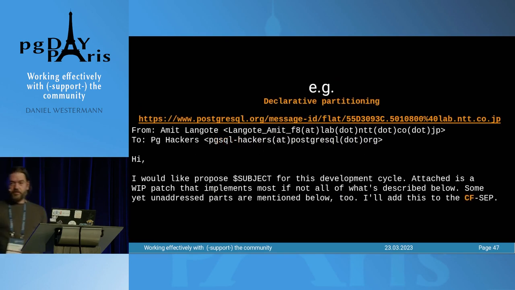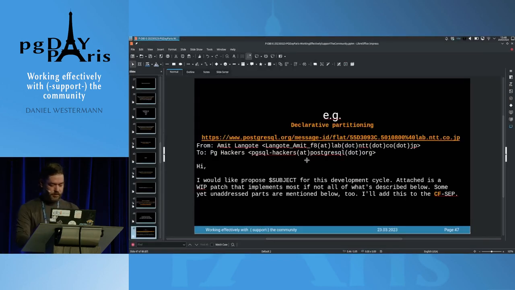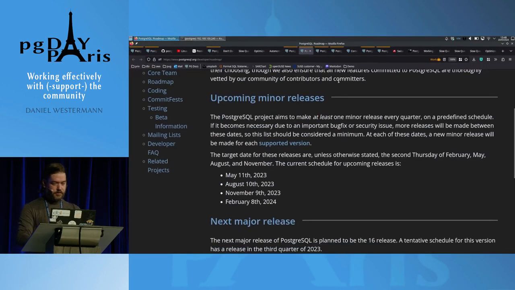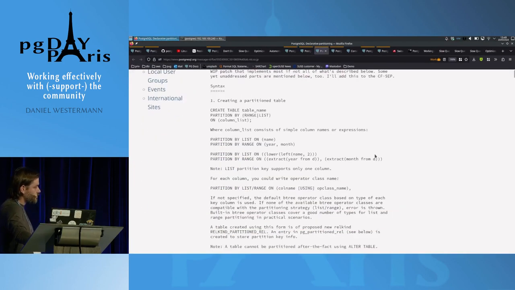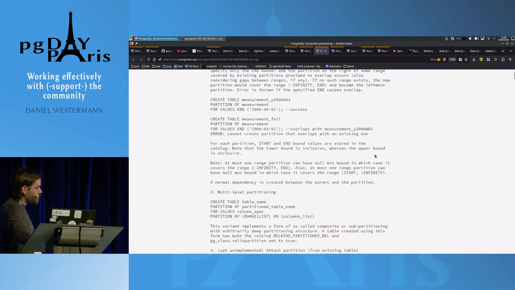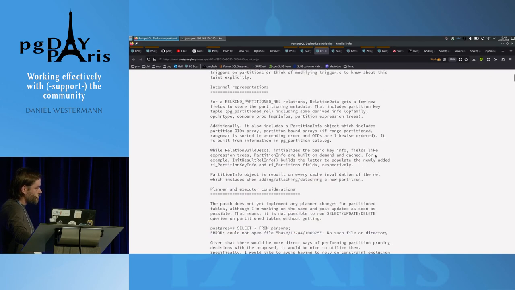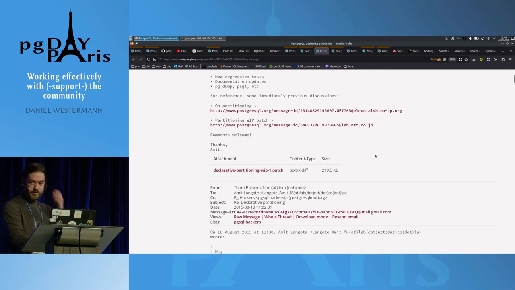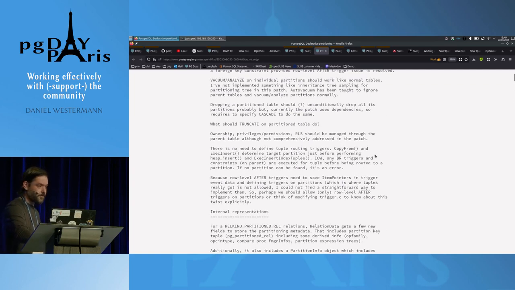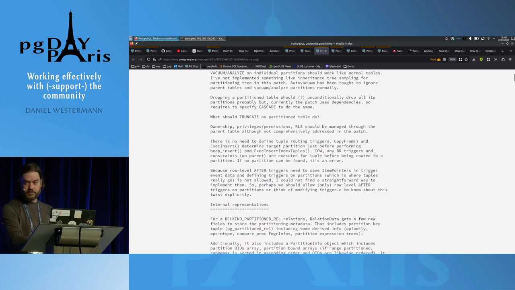So how does it work when you want to bring something in? I've picked this email because I think declarative partitioning was something many people waited for. So Amit at that time wrote an email. And if you look at that email, that's quite some work for only writing that email, without writing a single line of code. But this is how declarative partitioning finally made it into core.